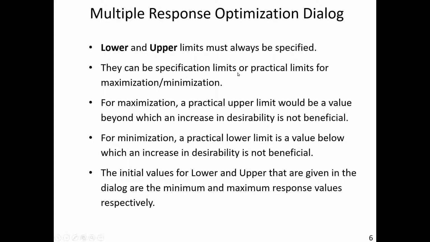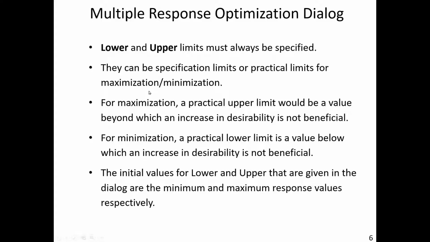So if you have specification limits, then use specification limits. Or if you have a practical limit for maximization or minimization. For maximization, a practical upper limit would be a value beyond which an increase in desirability is not beneficial. For minimization, a practical lower limit is a value below which an increase in desirability is not beneficial.